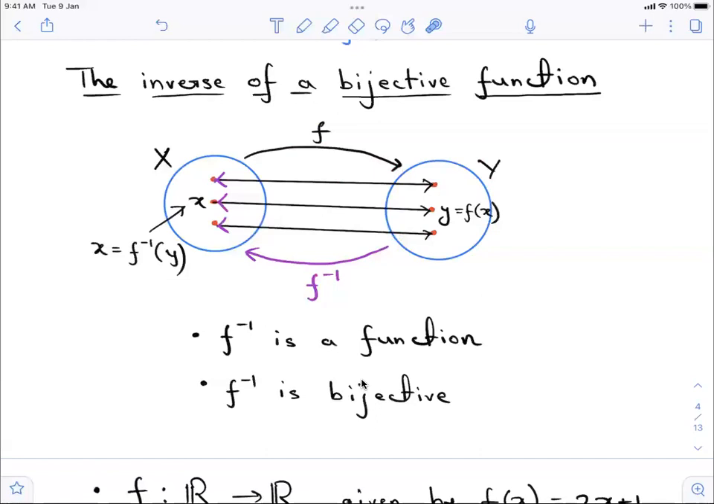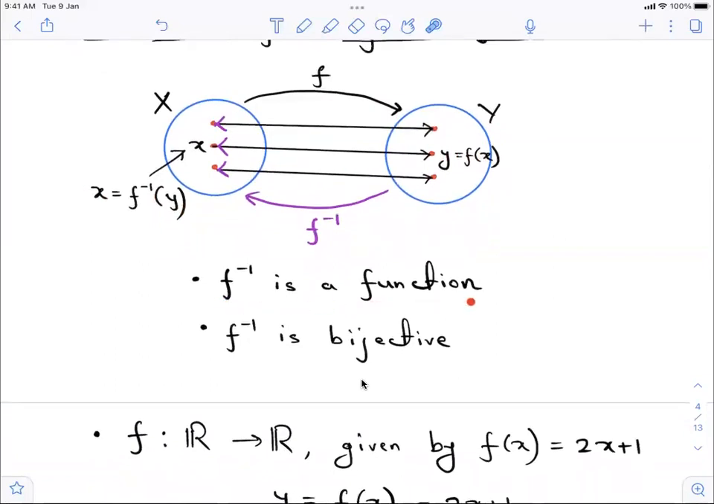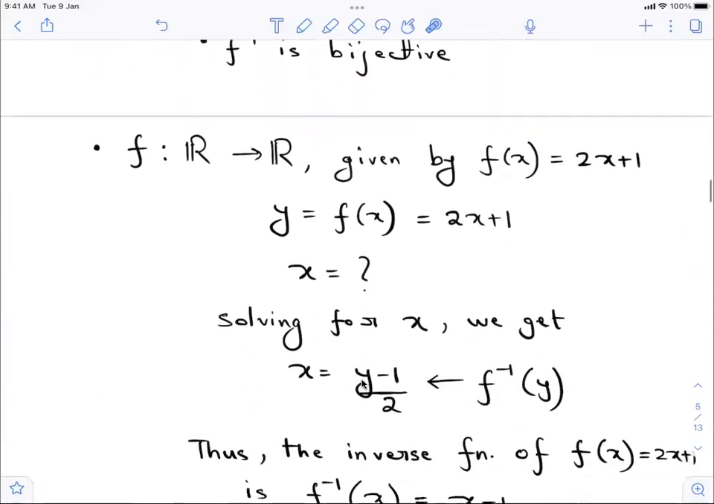Okay, and so if x is assigned to y, that means y is the output of x, or y is equal to f of x, then this inverse function will send y back to x. Or in other words, we're going to have x equals f inverse of y. So two important points to be noted here are that f inverse is a function, of course, and moreover, it's bijective.